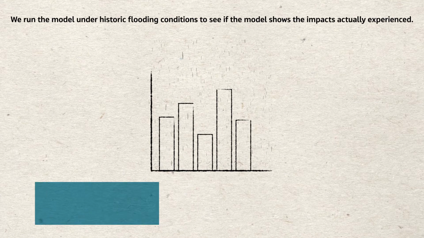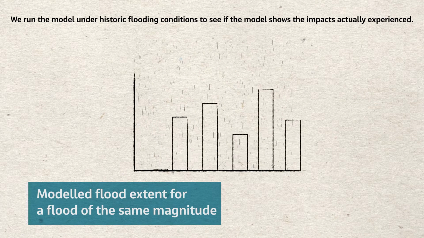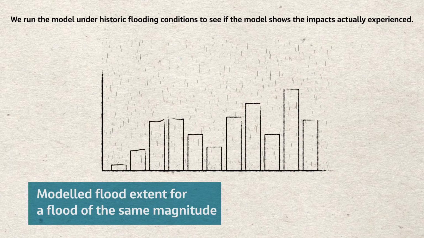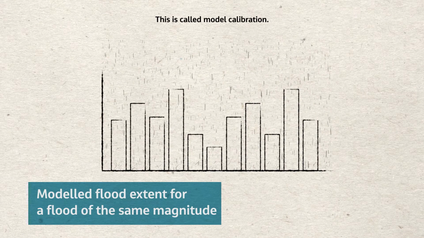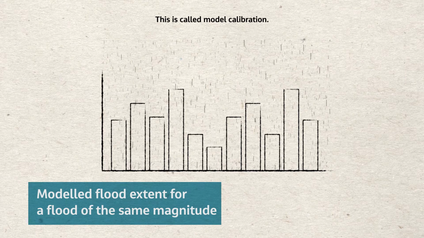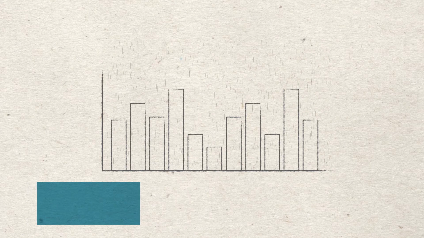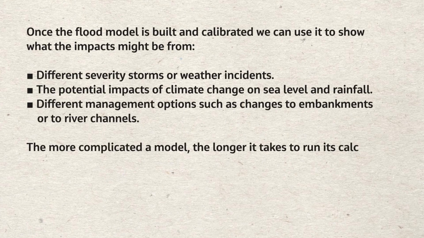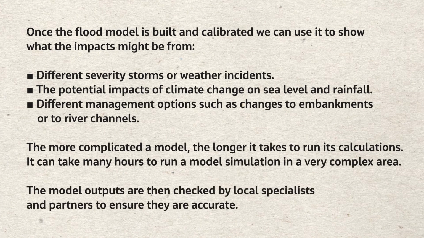We run the model under historic flooding conditions to see if the model shows the impacts actually experienced. This is called model calibration. Once the flood model is built and calibrated, we can use it to show what the other impacts might be, from different severity storms or weather incidents, the potential impacts of climate change on sea level and rainfall, and different management options, such as changes to embankments or to river channels.